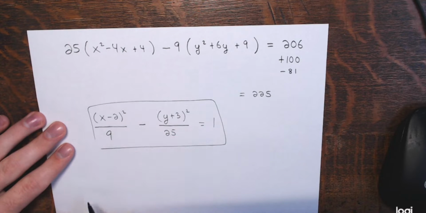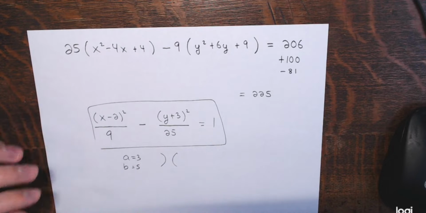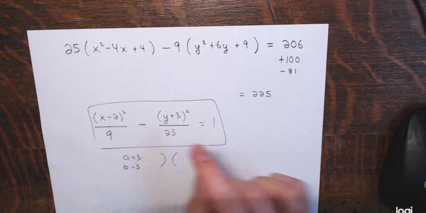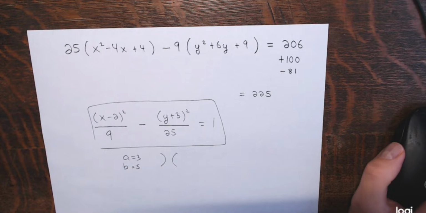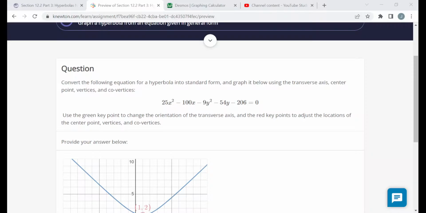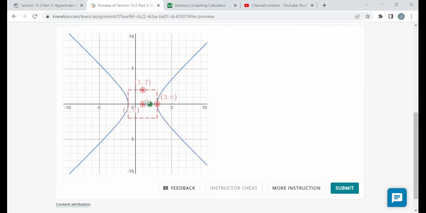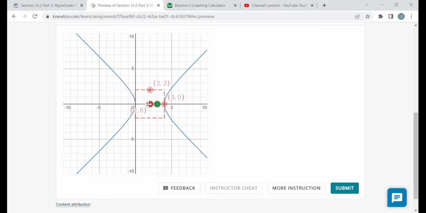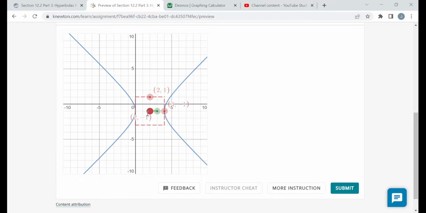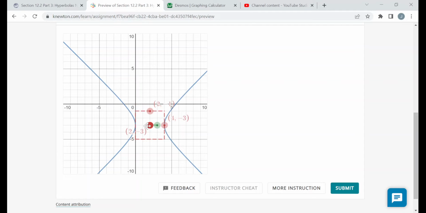And a is 3, b is 5. It's going to be doing this, right? The transverse axis should be horizontal since it's leading with the x squared. Alright, so the center will be at 2, -3. And it's got to have a horizontal transverse axis, so like that. And then the curves are opening right and left. And then 2, -3 for the center.